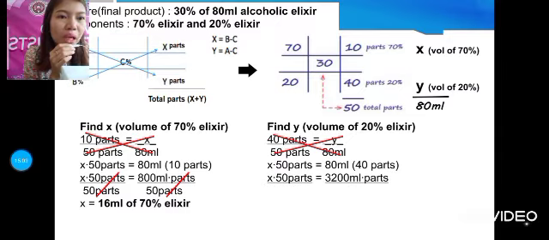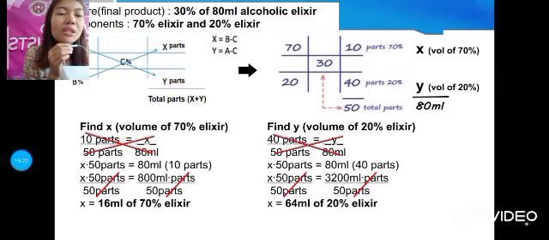Proceed to multiplication. X times 50 parts is equal to 3,200 ml parts. We need to divide both sides of the equation by 50 parts to eliminate the variable. So now it is equal to 64 ml, which is the volume of our 20% elixir.